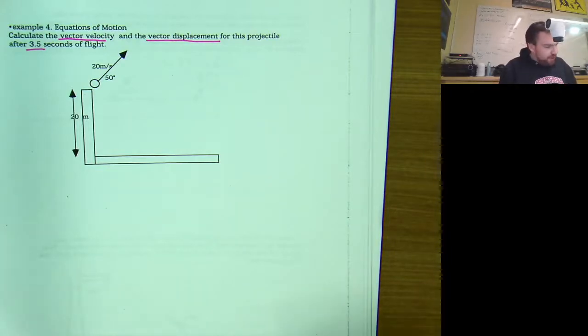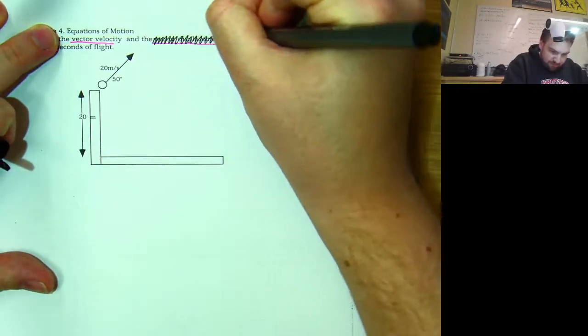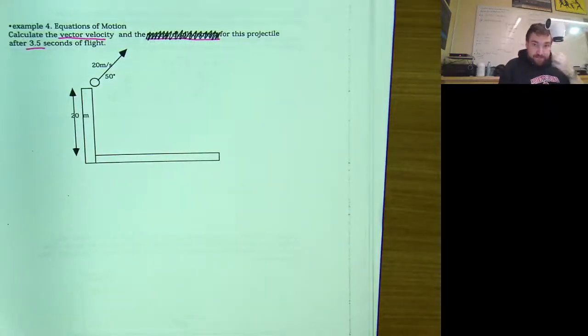Actually, you know what? No, we're gonna ignore the vector displacement. Ignore the displacement. We're just going to find the speed of the object at 3.5 seconds. Now let's draw this thing.